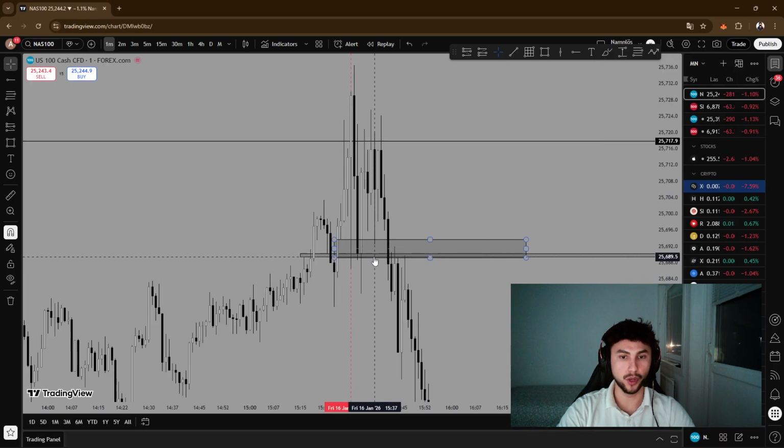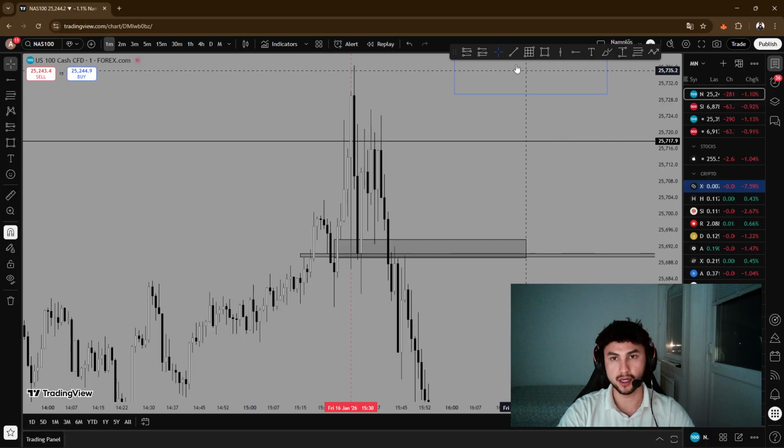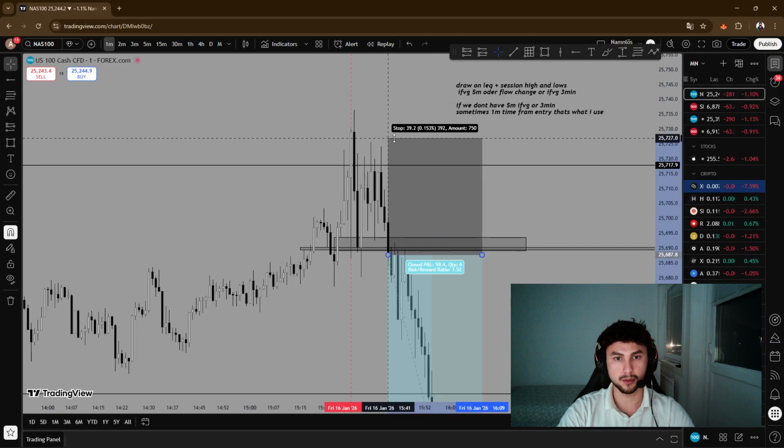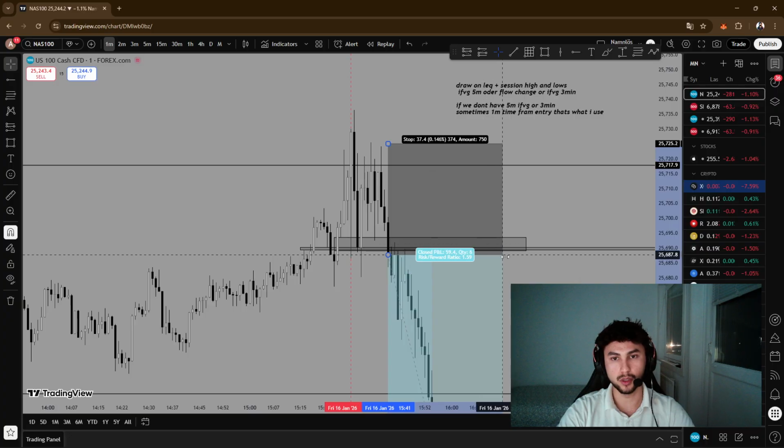And look, we inverse that over here, and you guys can clearly see we inverse this 3 minute fair value gap too. Boom, where do I enter? I enter off of that. Where do I put my stop loss? I put my stop loss above this high. And then what do we target?